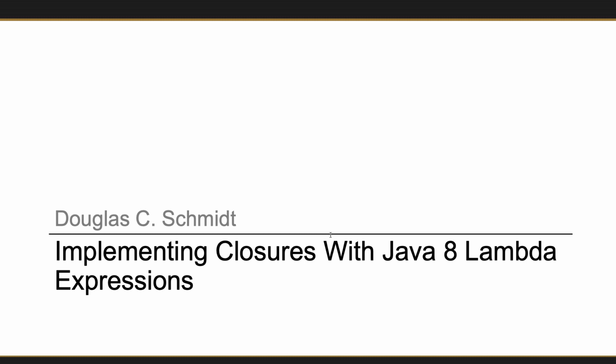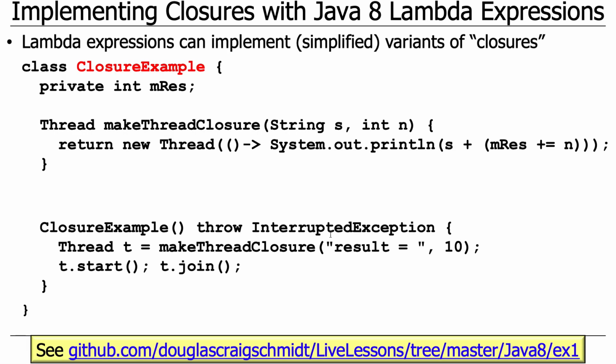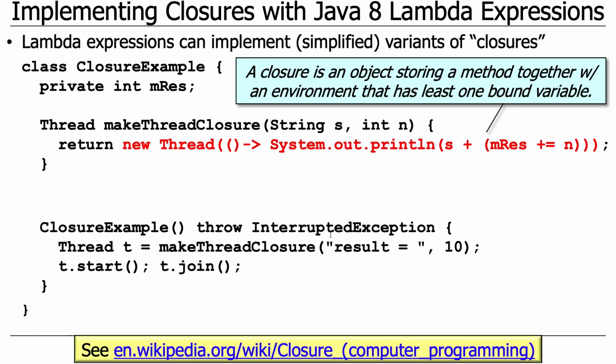We'll talk more about that when we get to parallel streams a little later in the course. Something else I want to talk about briefly here, because it's pretty cool, is how you can use Java 8 Lambda expressions to implement variants of so-called closures. Closures are a very interesting feature commonly found in functional programming languages. A closure is an object that stores a method together with an environment that has at least one so-called bound variable.